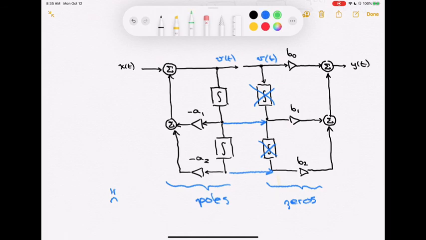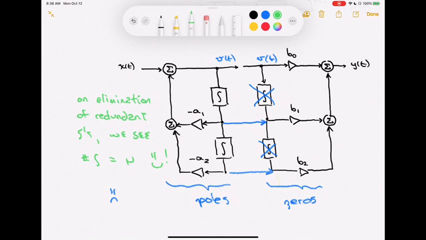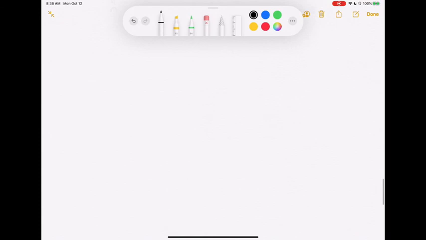So I can now say that on modification, on elimination of the redundant integrators, we see that the number of integrators equals the system order. That's a good thing, right? So that's a happy condition. That's going to reduce the complexity of the circuit realization. It's going to reduce the cost. It's going to make it a better implementation overall. So I'll clean this guy up and I'll write it out neatly.